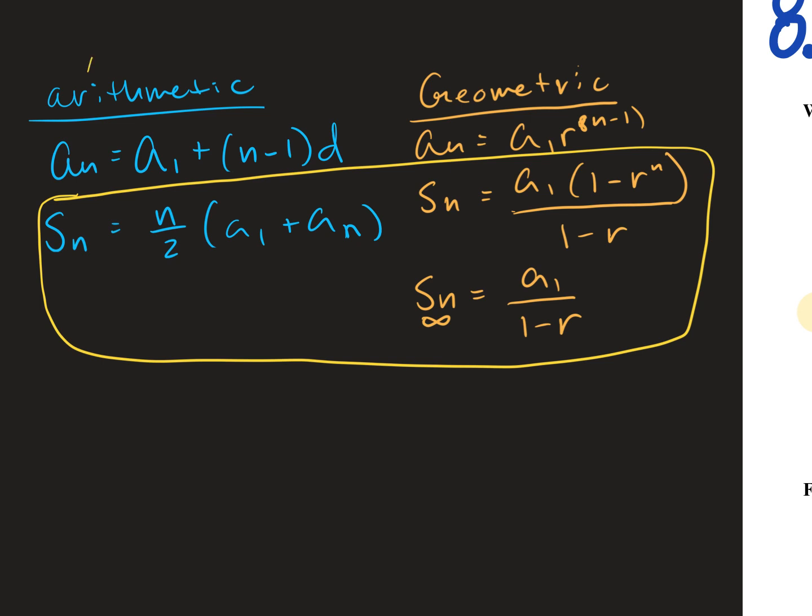So arithmetic is adding or subtracting to get from one number to the next. Geometric is multiplying or dividing.